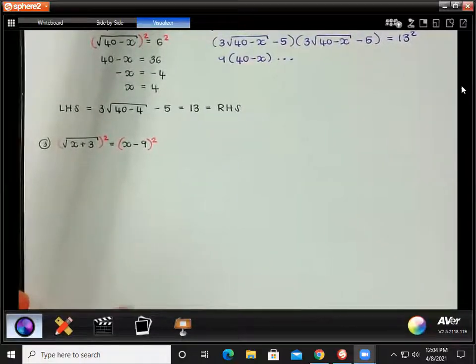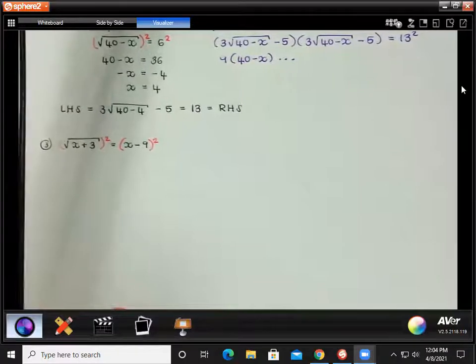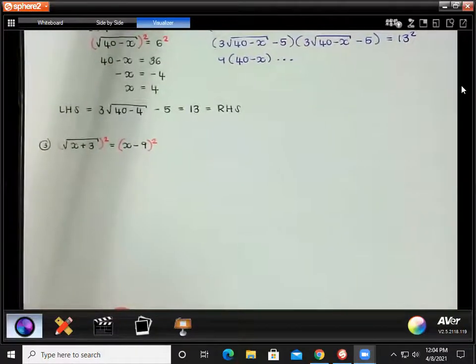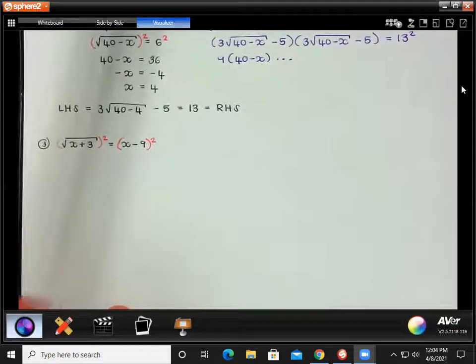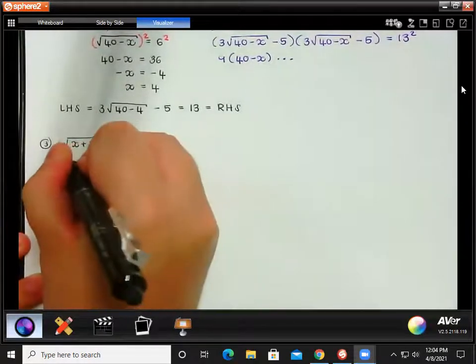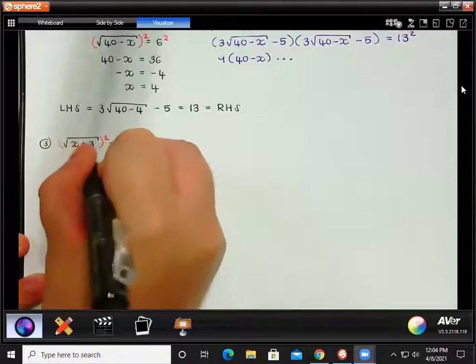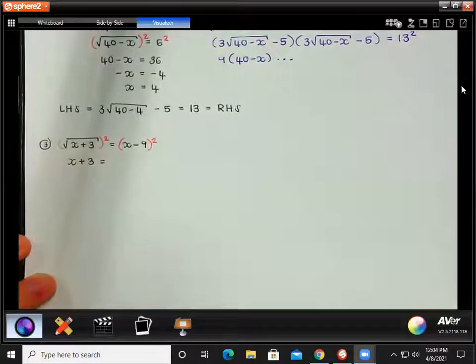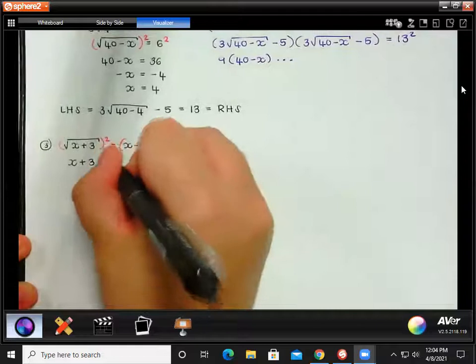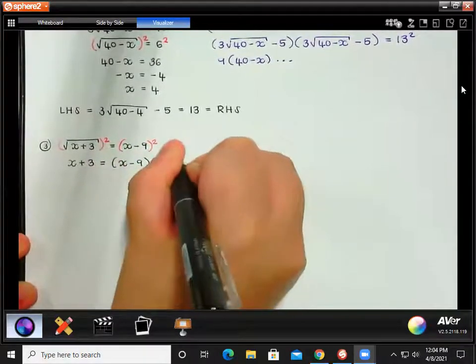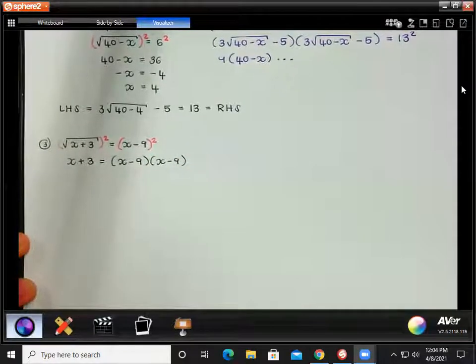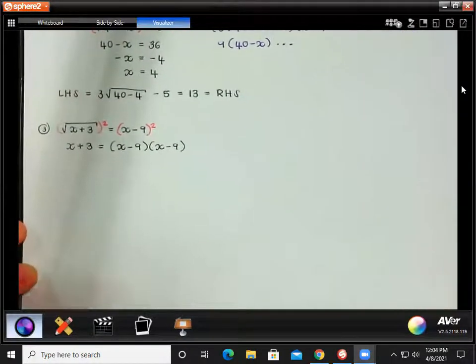Right, so this example is a bit more complicated. In the first two, we just had a number on the right-hand side that we have to square. Now we actually have an x and a number. Okay, so we're going to end up with an x squared here. So we're going to get x plus 3 is equal to x minus 9, x minus 9. You can do that straight away if you want. Okay, I'm just writing every step down.